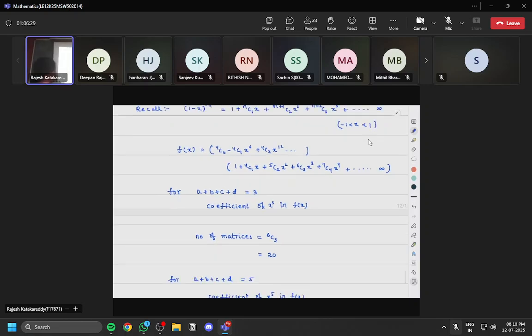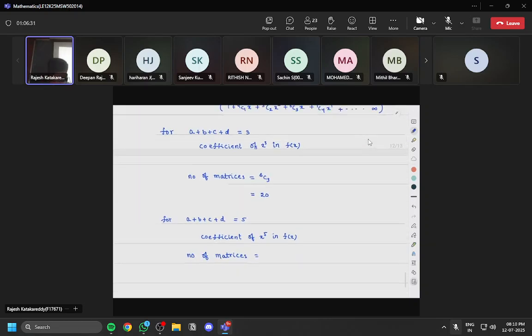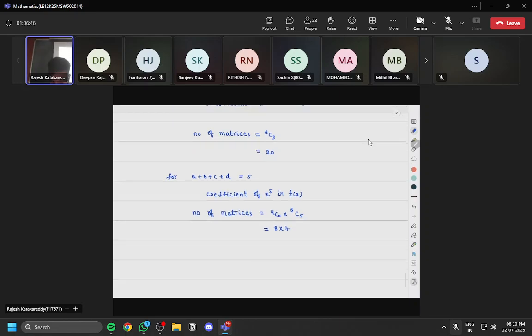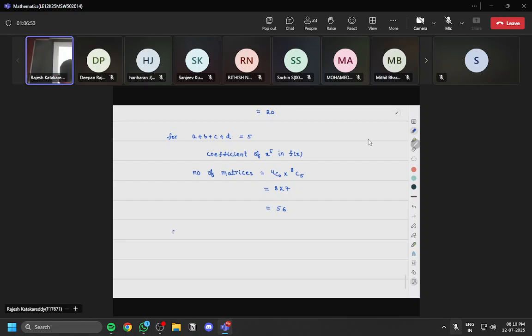Clear? So, now for x power 5, we are multiplying 4C0 into the x power 5 coefficient, which must be C5 adding 3, 8C5. 8C5 will be 8 into 7, I guess, over 3 factorial, and 6 gone. 8 into 7 is 56. Clear? So now for a plus b plus c plus d is equal to 7.